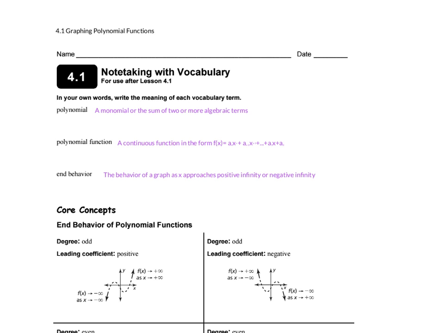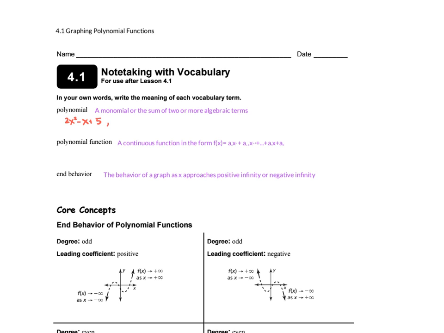A polynomial is a monomial or the sum of two or more algebraic terms. So let me give you an example. An example would be something like 2x squared minus x plus 5. That is an example of a polynomial.